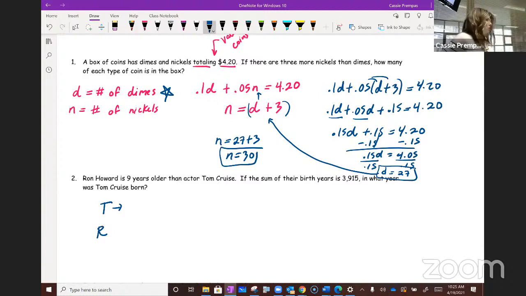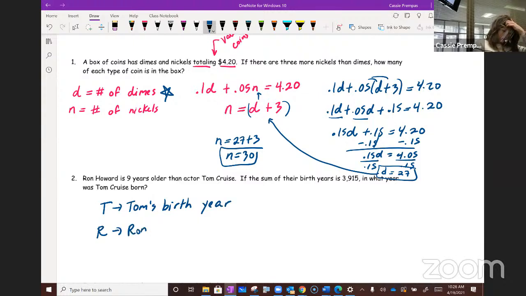Is T the age of Tom? Is it his age? I don't know what he is now, like 56? Is that what I'm looking for, his age, or am I looking for something else? The year he was born. So T is Tom's birth year, and R is Ron's birth year.